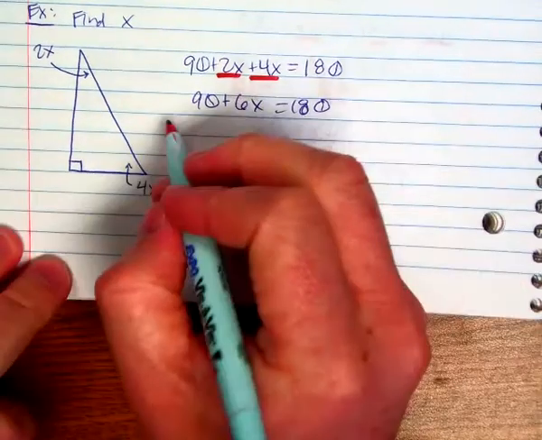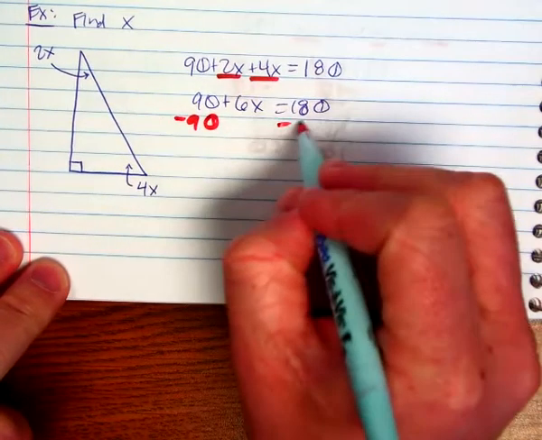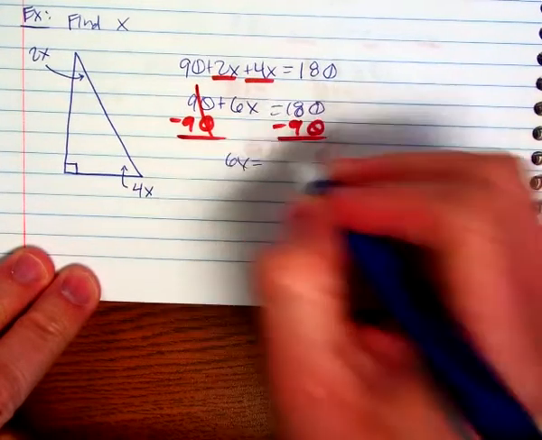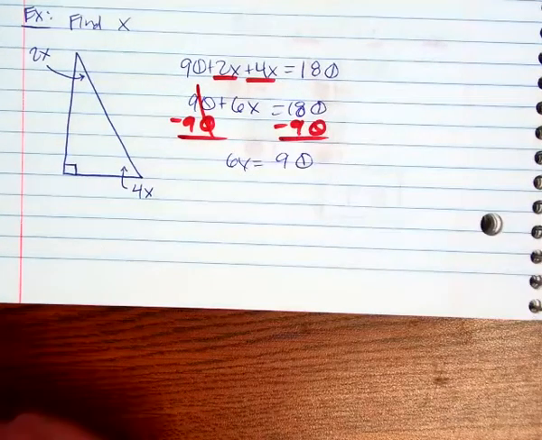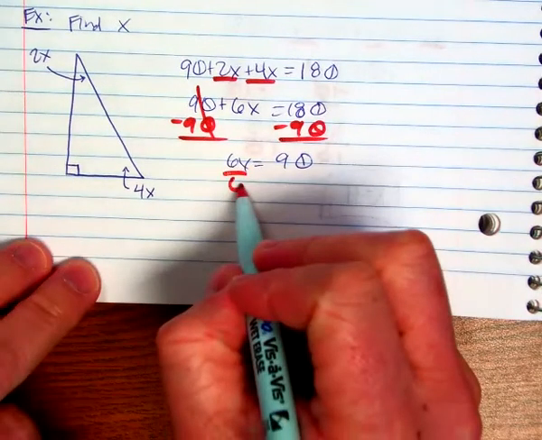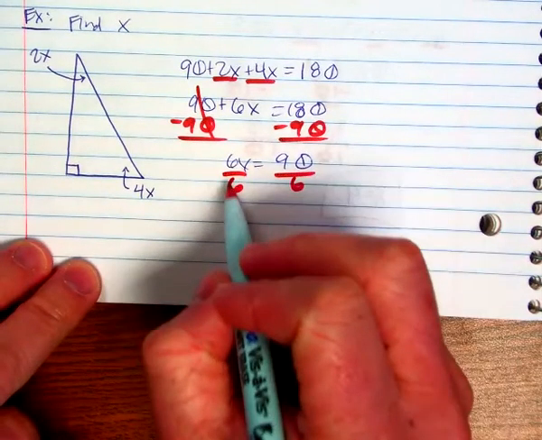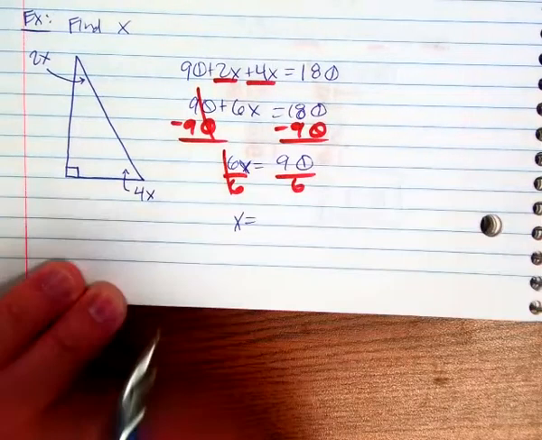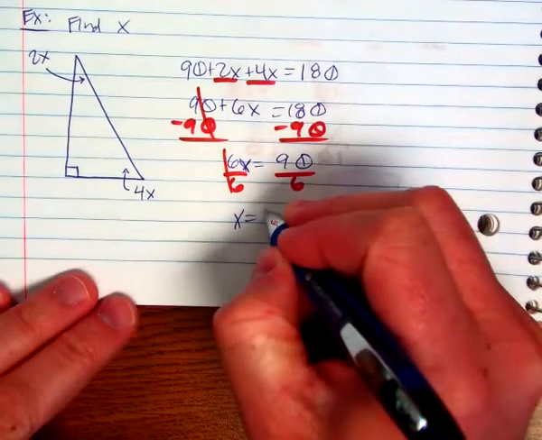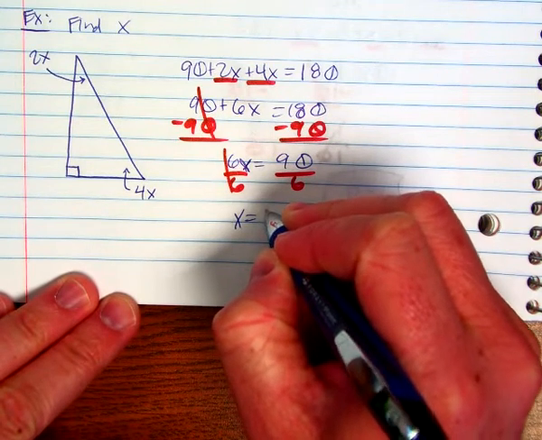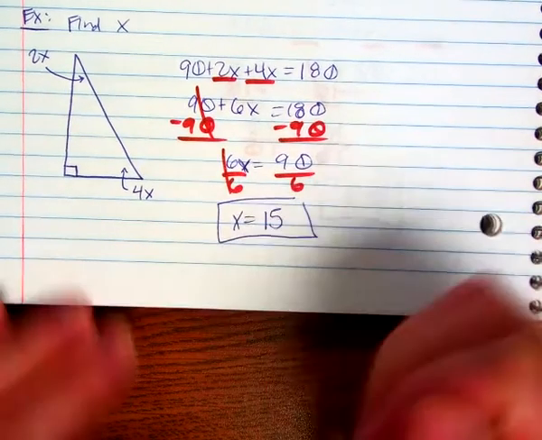We will subtract the 90 on both sides. This will give me 6x equals 90 degrees. And the last step, which we've seen in a lot of these examples, is we divide by 6. So if I divide by 6, I get 6's cancel, x equals 90 divided by 6. What's 90 divided by 6? It's going to give me 15.